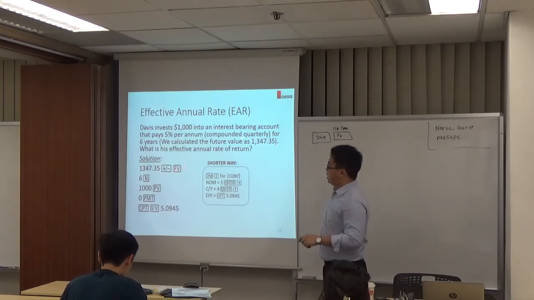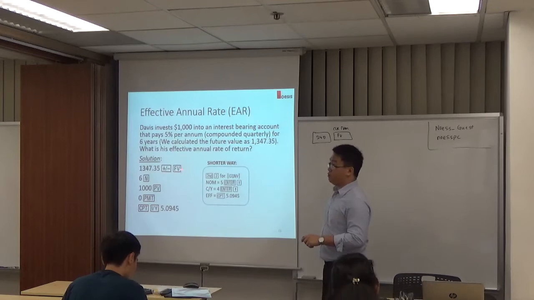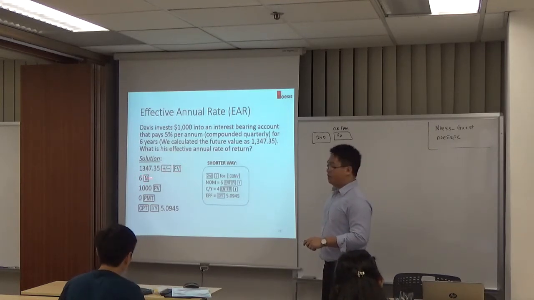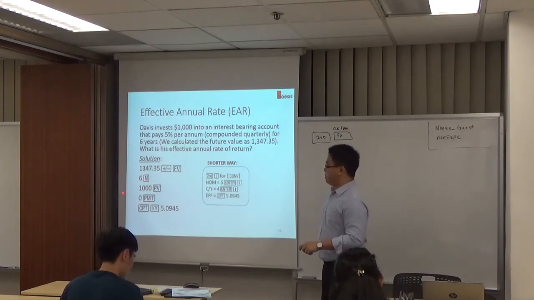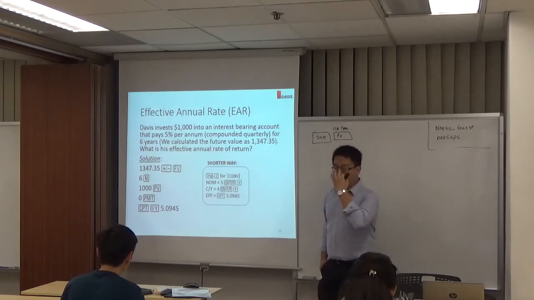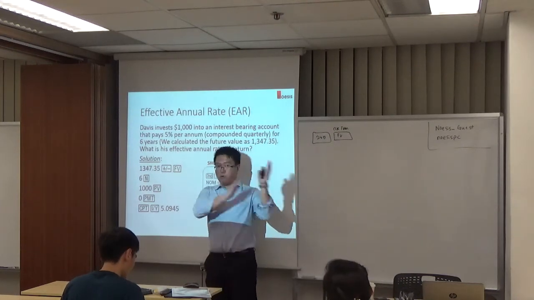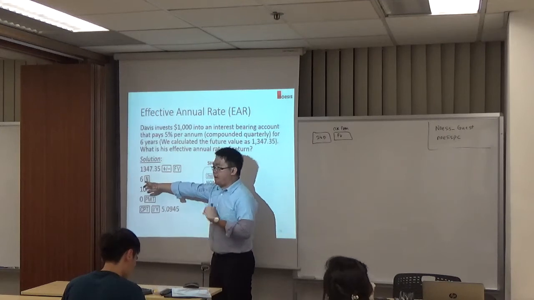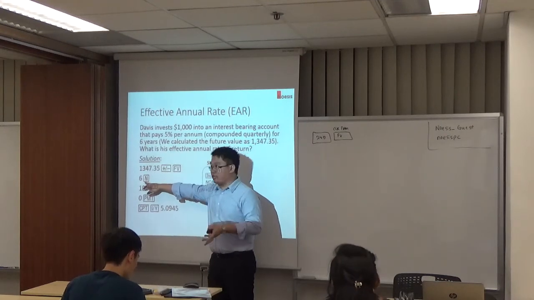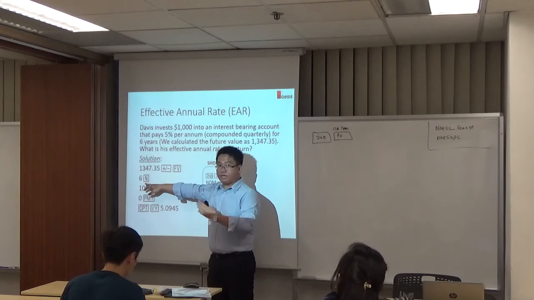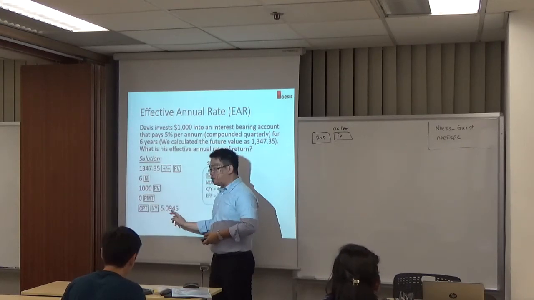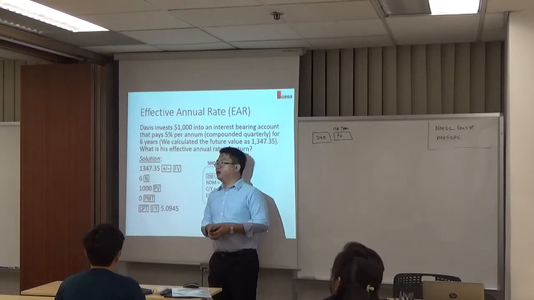1347.35. I'll put a negative, and then you set it as your future value. Then I will set 6 for 6 years as your N. Then PV will be 1,000. Then PMT will still be 0. Then when you compute your IY, you will get the answer straight away. It's 5.0945. How this is different from the one just now is earlier, my N is 24 quarters. But now I assume it's just per year. So I put 6. So my interest rate here will be the effective annual rate.